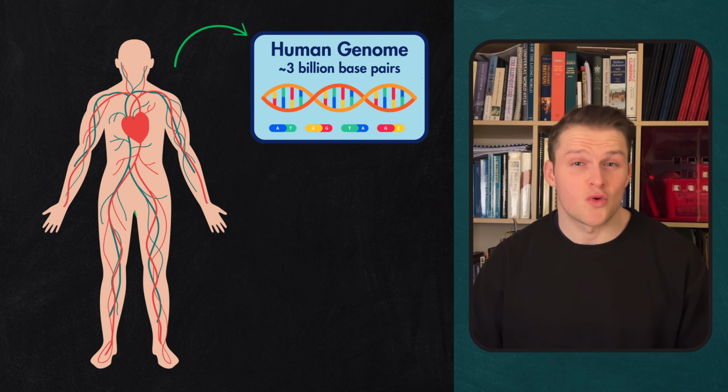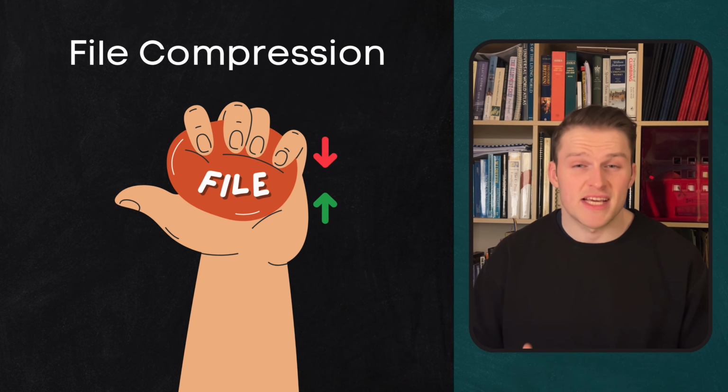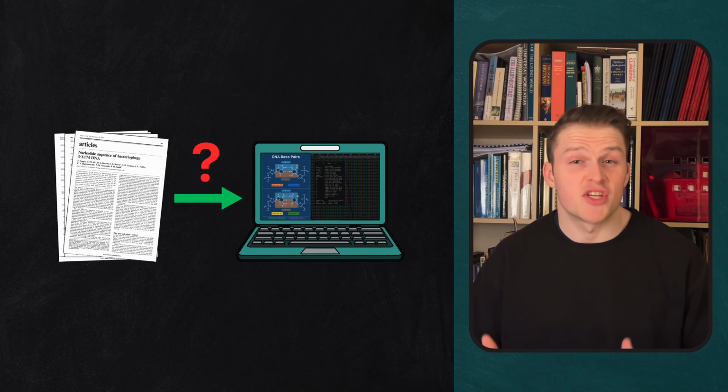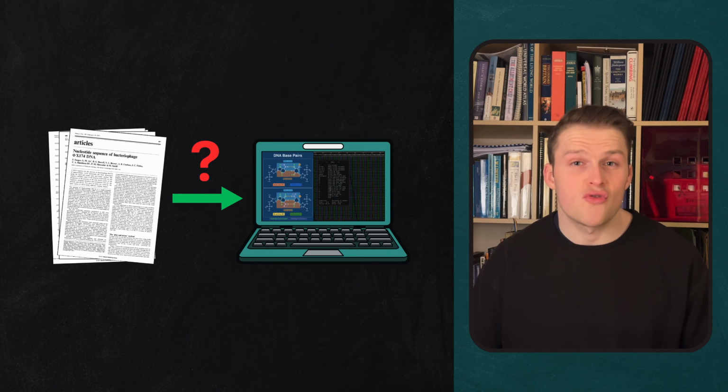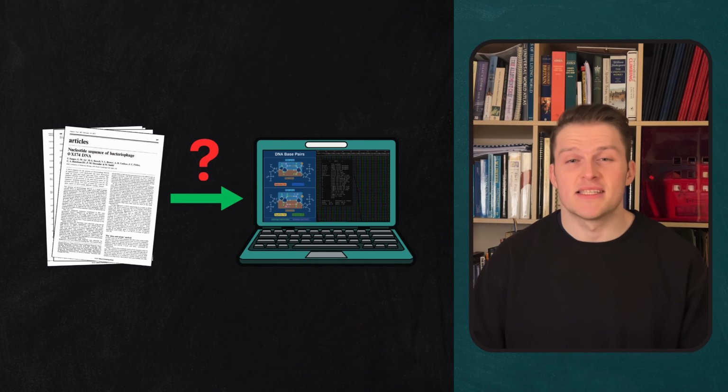If we attempted to store all that genomic data on paper or as simple text files, the sheer size would create overwhelming challenges for storage and transfer. To manage this massive amount of data digitally, file compression became essential. So how did we go from publishing genomes on paper to efficiently storing and analysing billions of base pairs digitally?